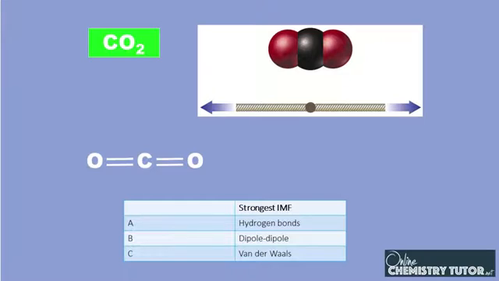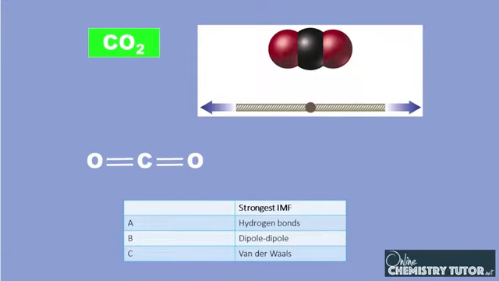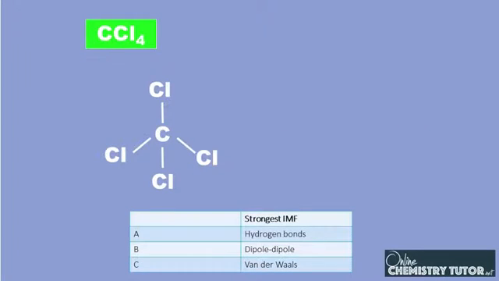Here's the next one. Well, the bonds are polar, but the electron density is evenly shared across the molecule. It's a non-polar molecule, so the strongest intermolecular force has to be van der Waals. It doesn't have dipole forces, therefore it cannot possibly have hydrogen bonds. Here is the next one for you to have a look at.